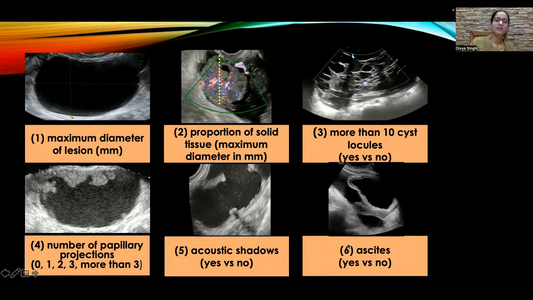The 6 ultrasound variables will be the maximum diameter of the lesion, maximum diameter of the solid component of the lesion, more than 10 cyst locules, yes or no, the number of papillary projections, acoustic shadowing present or not, and finally ascites present or not.